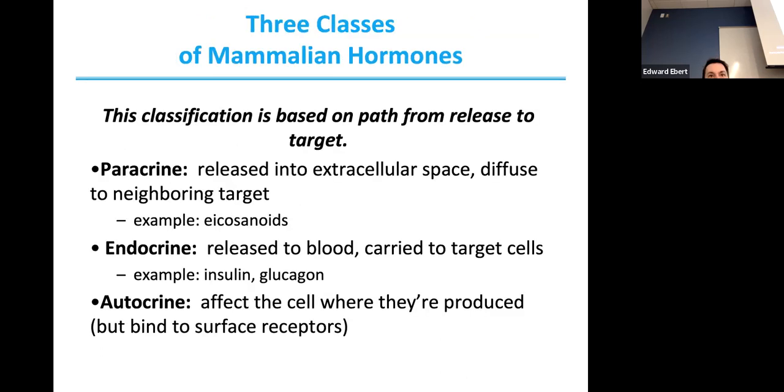All right. For mammals, we have three main classes. Paracrine hormones are released into the extracellular space and diffuse nearby. An example is eicosanoids. An example would be my awesome leg, which is now mostly yellow with a little bit of red down there. I've certainly released some hormones that dealt with wound healing, and they just diffuse into that area. So they go outside the cell, but they don't go very far. They just stimulate the cells nearby. Endocrine hormones are released into the bloodstream and carried wherever they need to go. This would be insulin and glucagon, good examples, and we'll talk about those a lot.